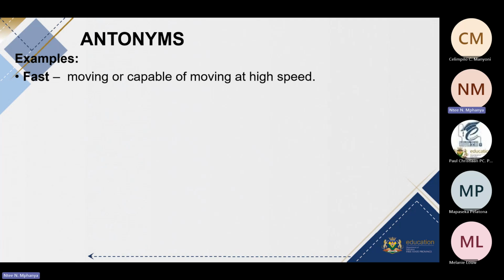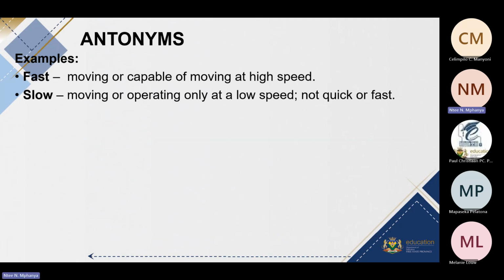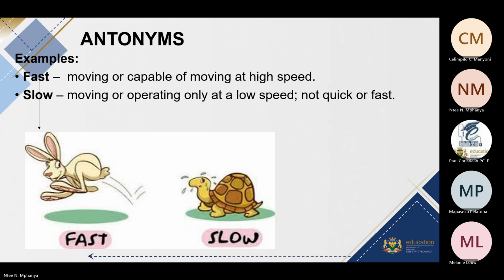Then we have fast again and slow, which is moving or operating only at a slow speed, not quick or fast. This rabbit is fast, but our little tortoise is slowly making its way towards the rabbit. Now the question is, will this tortoise be able to catch up with the rabbit? We don't know. But the rabbit is fast while our tortoise is slow.